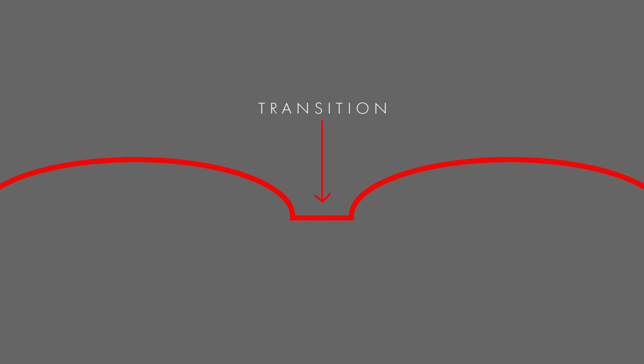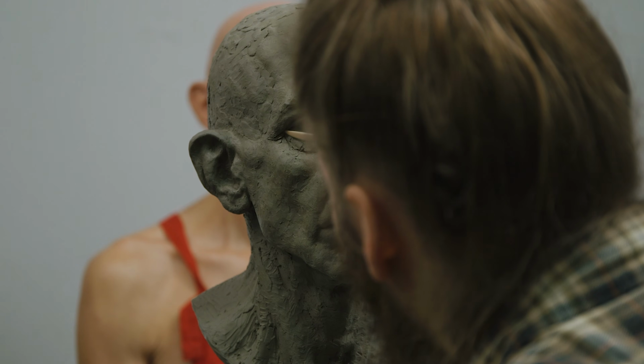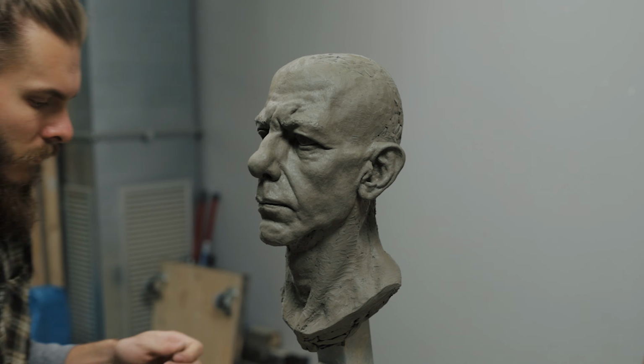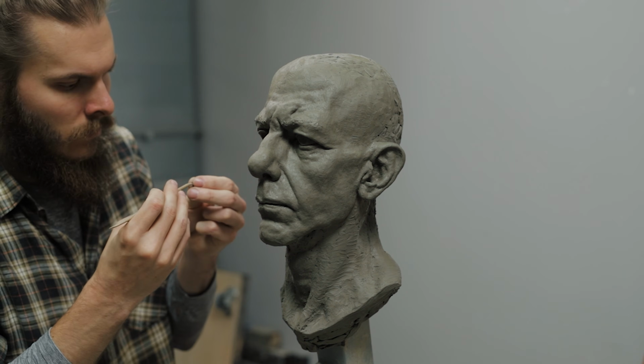Transition is how two forms meet, and here we've been trying to set ourselves up for success for a long time. More space between the forms during the early shape design portion of the process is going to lend itself greatly to better transitions.